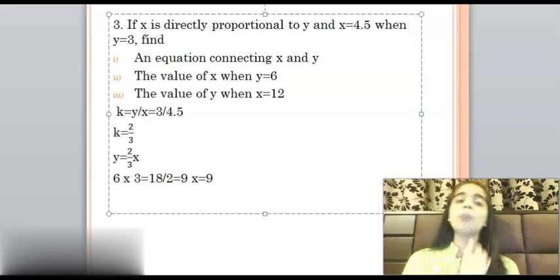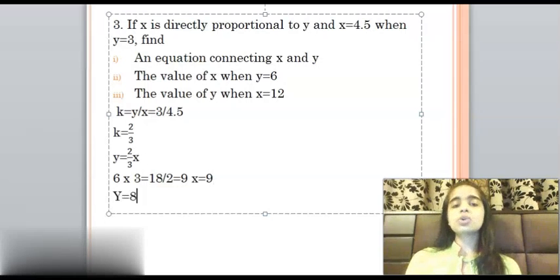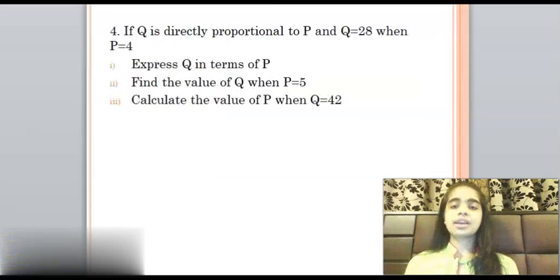Now the value of y when x is equal to 12. So we have x. So 12 divided by 3 will give me 4. And what is 4 multiplied by 2? Yes, 4 multiplied by 2 is 8. So y is equal to 8. Should be a small y. y is equal to 8. And this question is also done. And hence, here we are with the last question of this video.